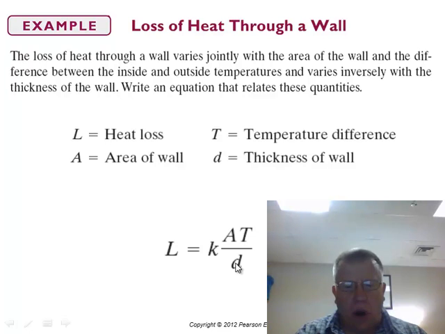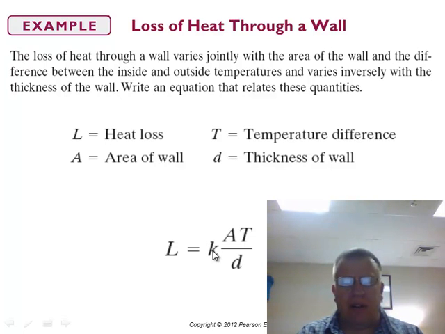The thicker the wall, the less the heat loss. The smaller the thickness, the thinner the wall, the more the heat loss. So no wonder of this relationship. Of course, the area of the wall, if it's a larger area wall, there will be more heat loss. Less area means less heat loss. Same thing with the temperature difference. If there's a smaller temperature difference, there will be less heat loss. If there's a larger temperature difference, then there will be more heat loss. So these relationships make sense.